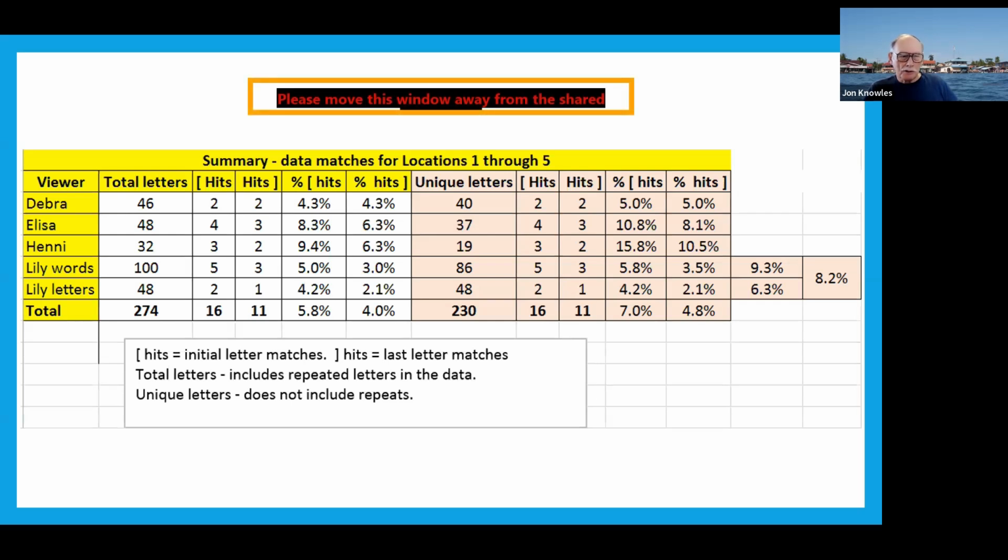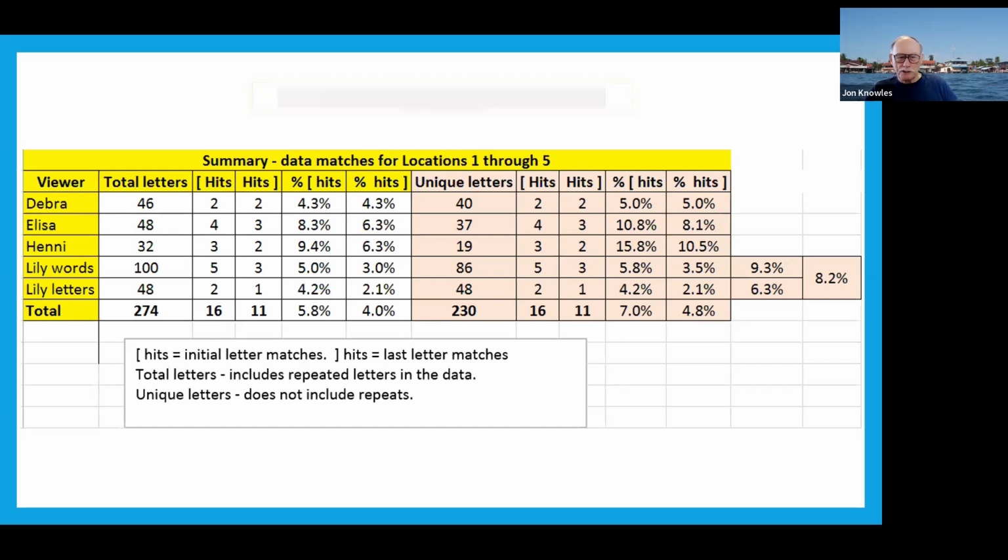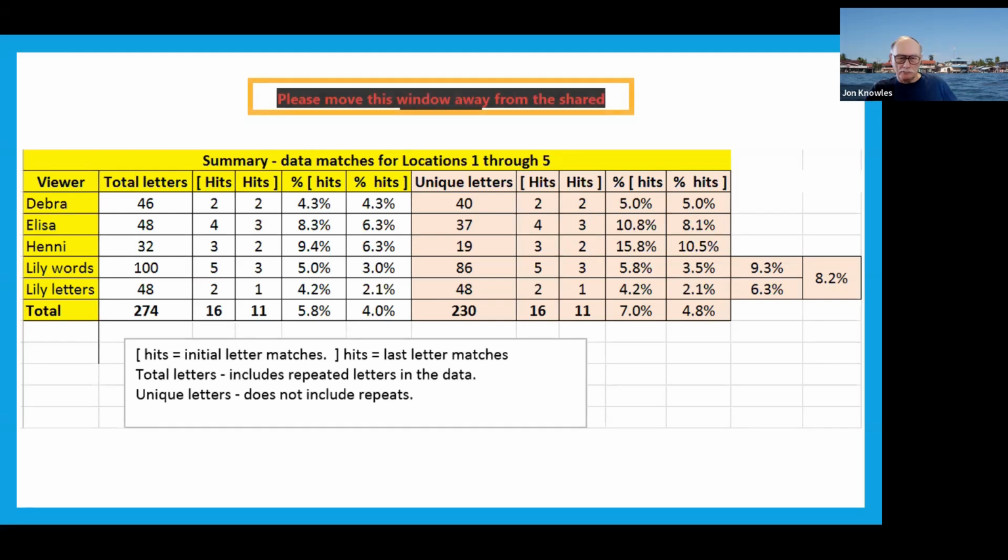So total letters produced by the viewers is on the left. The number of hits is next, and the opening bracket means the initial letter, and the closed bracket means the last letter, and then the percentages of hits. And you see these are fairly low, from 2% to 9% in this first set. That's when counting all of the letters that the viewers suggested in their data. On the right-hand side, narrowing it down to just unique letters, not counting repetitions in the data, there were fewer letters, 230 versus 274, and the percentages were slightly higher, with a high of 15%.